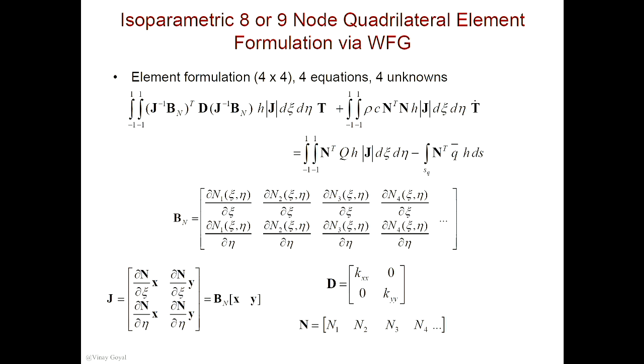The element formulation, that's an error if you can take a note, but I shouldn't have written 4x4. It's an 8-node, 9-node, so it's going to be 8x8, 8 equations, or 9x9, 9 equations. Sorry about that. But I lost my energy, so I just put 3 dots. Okay? There's 8 shape functions, so you should have 8 terms there, or 9, depending upon which one you're looking at. Okay?